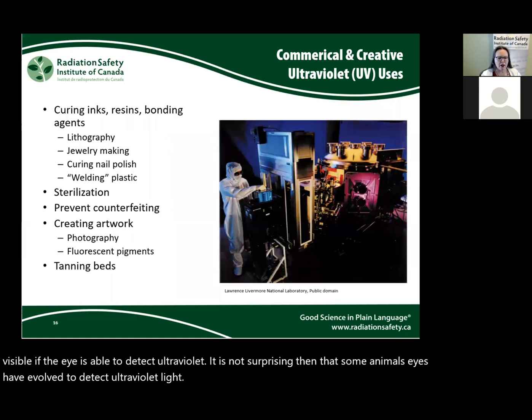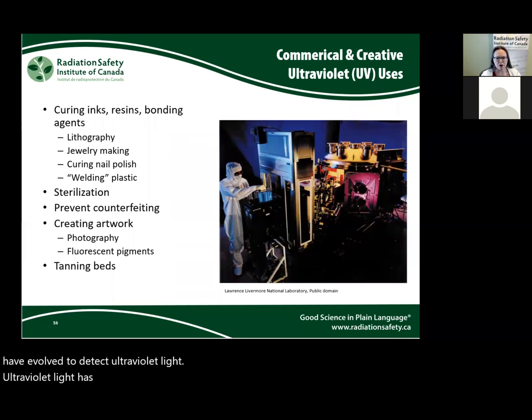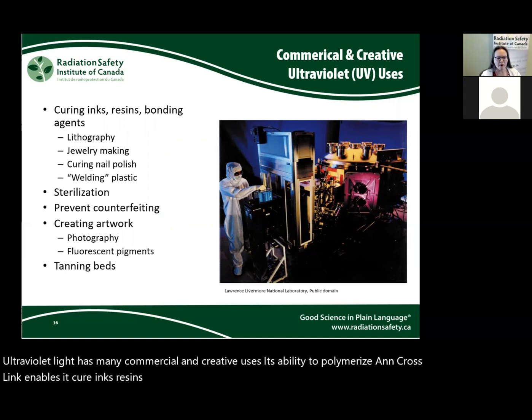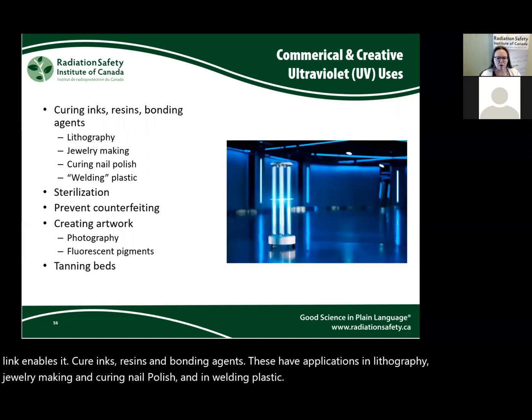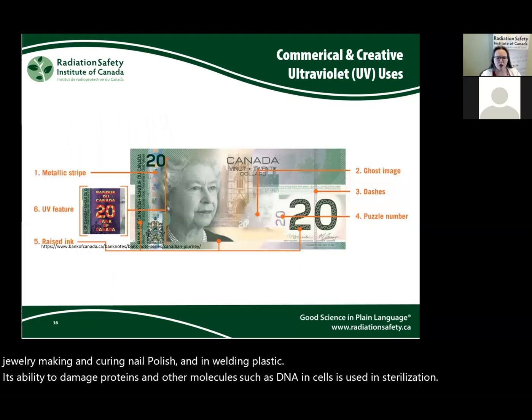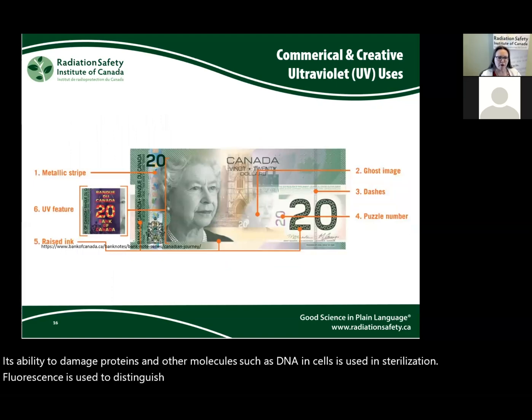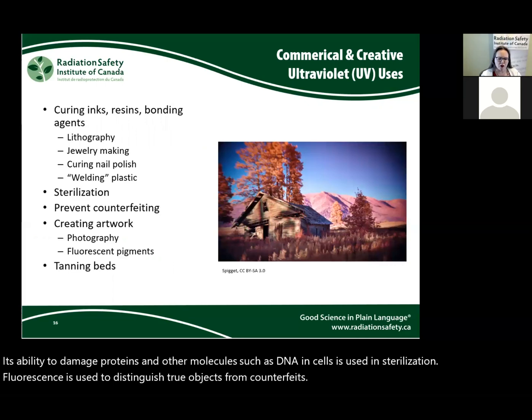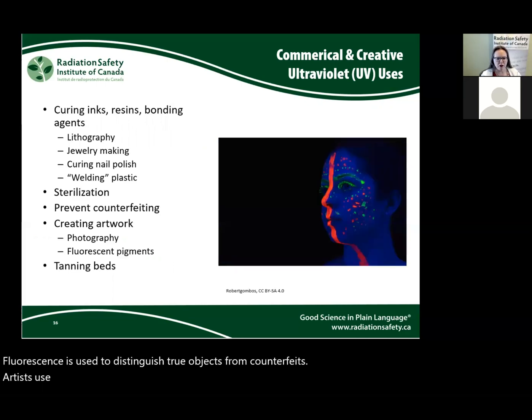Ultraviolet light has many commercial and creative uses. Its ability to polymerize and cross-link enables it to cure inks, resins, and bonding agents. These have applications in lithography, jewelry making, in curing nail polish, and in welding plastic. Its ability to damage proteins and other molecules such as DNA in cells is used in sterilization. Fluorescence is used to distinguish true objects from counterfeits. Artists use ultraviolet light in photography and through the use of fluorescent pigments.